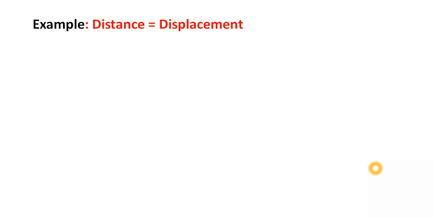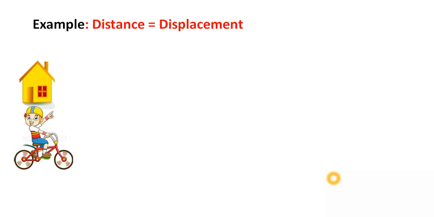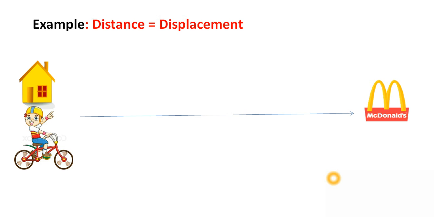Now let's look at the other example where distance is equal to displacement. Because there will be certain scenarios where your distance and displacement are the same. So let's look at one such example. Let's suppose again a boy starts from his home and he goes directly to, say, McDonald's. He directly goes from his home to McDonald's.